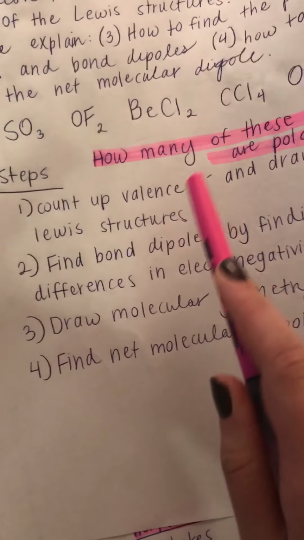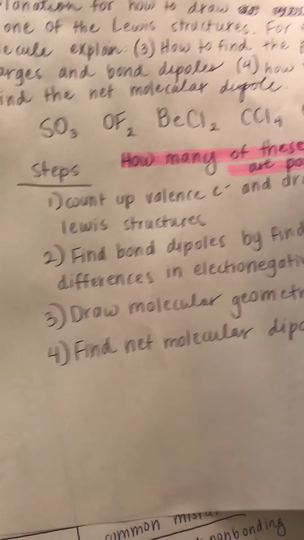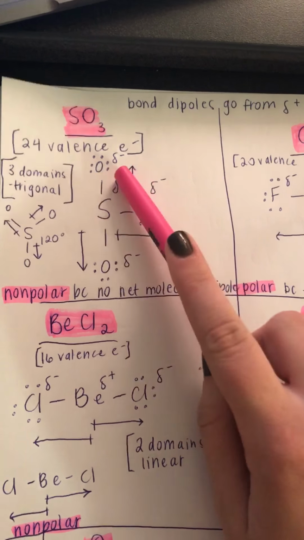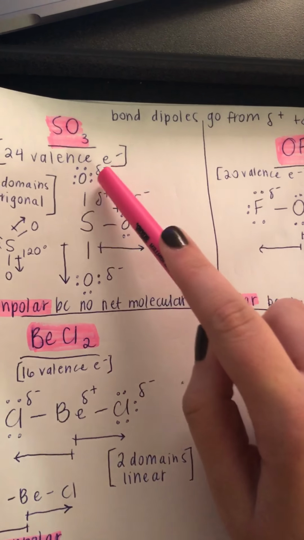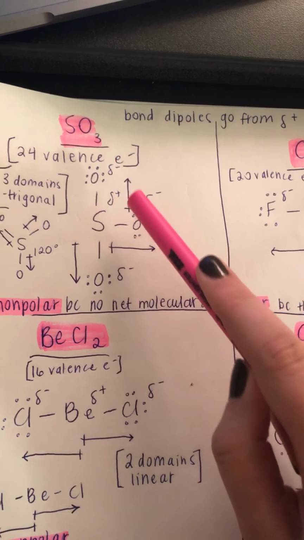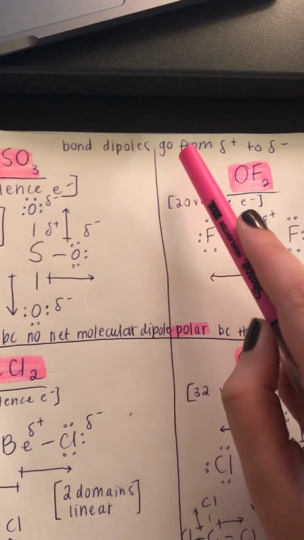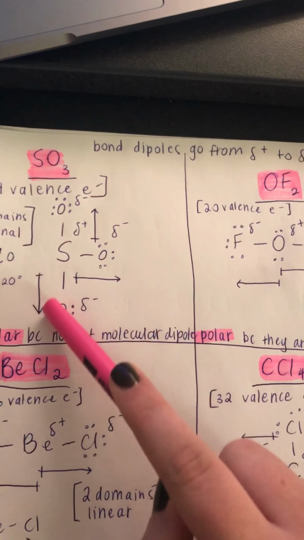So after you create your Lewis structure, you're going to find your bond dipoles by finding the differences in electronegativities. So the O's compared to the S are more electronegative, so they're going to have a partial negative charge here, here, and here, and this S is going to have a partial positive charge. And so bond dipoles go from partial positive to partial negative, so these arrows right here are showing that.